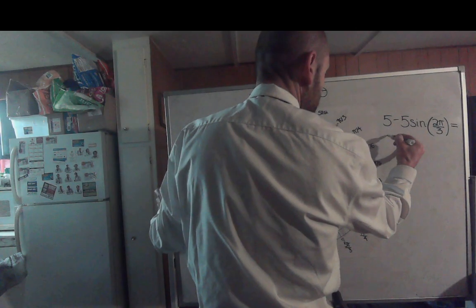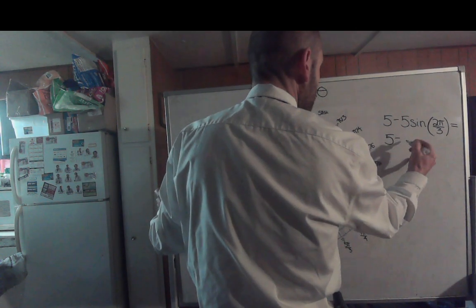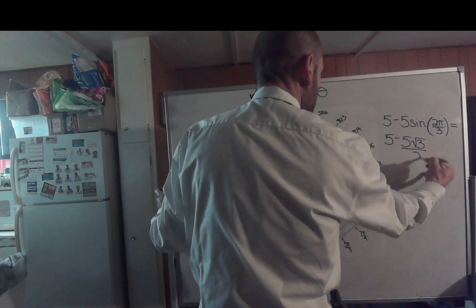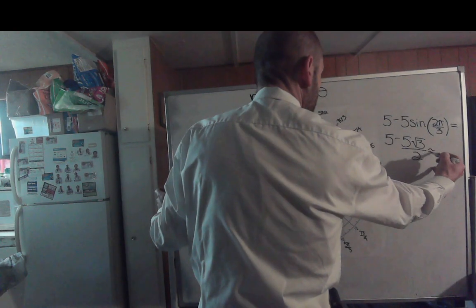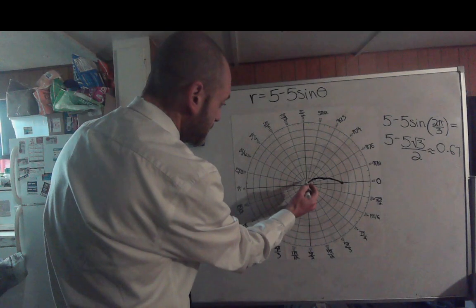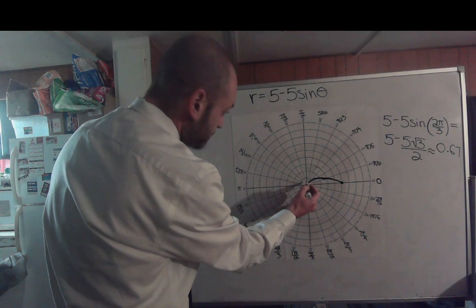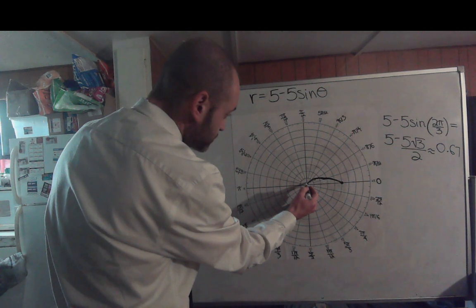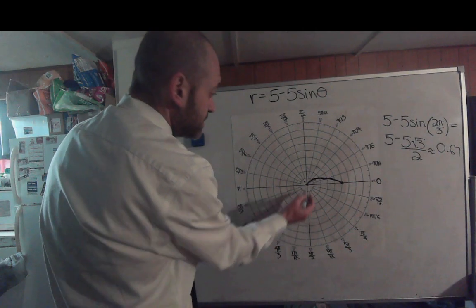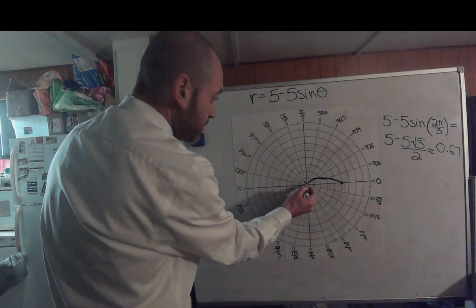So 2 pi over 3, well, that is positive, so that'd be 5 minus 5 times the square root of 3 over 2, which we had about 0.67. This would actually end up then going in the positive direction here. At 2 pi over 3, you're going to be about right there. So start connecting your points.